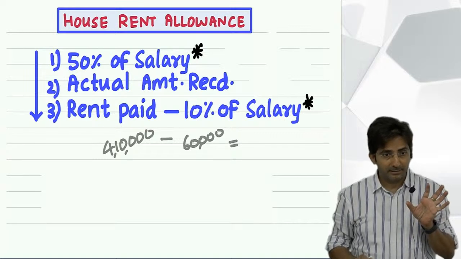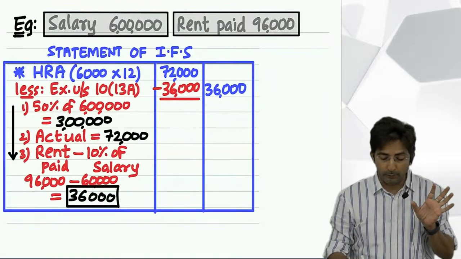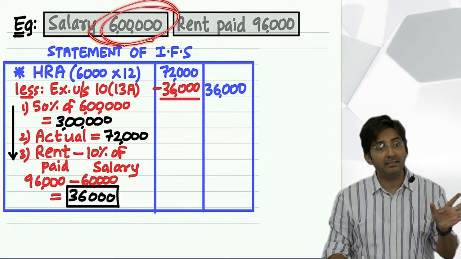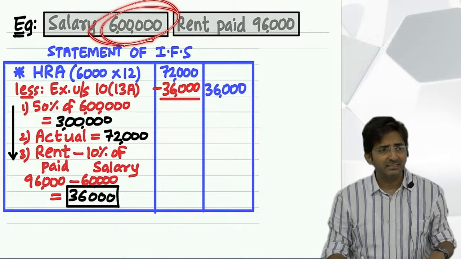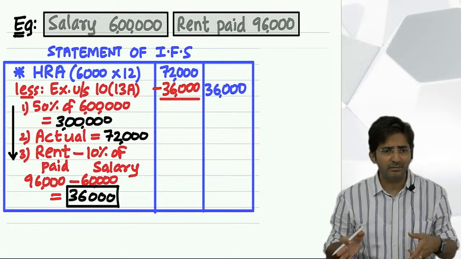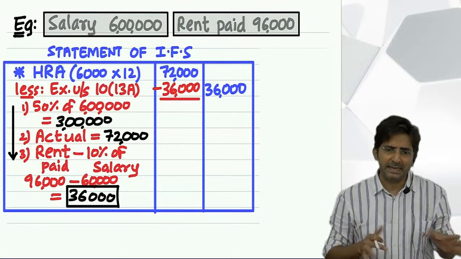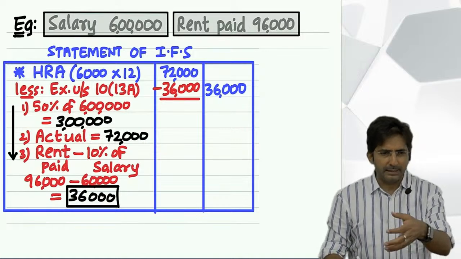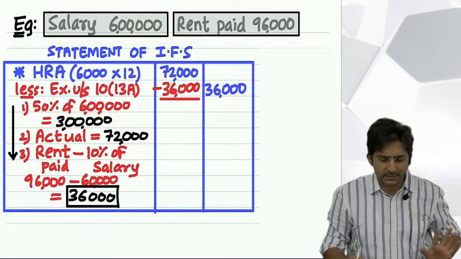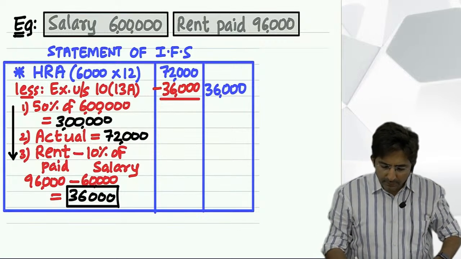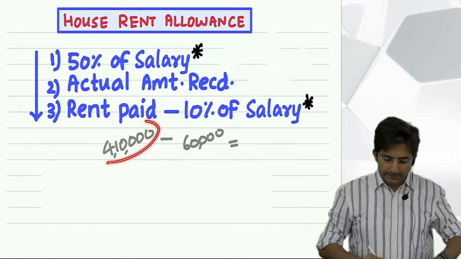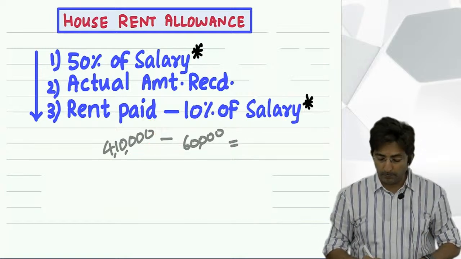6 lakhs. A person earning a salary of 6 lakhs spends 4 lakh 10,000 on rent. He doesn't have any other expense, it seems. The only expense is rent. The example is a little weird, but just for the sake of understanding, what if the rent paid is 4 lakh 10,000? In such a case, you know what the government will say?